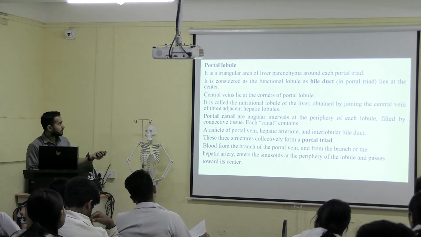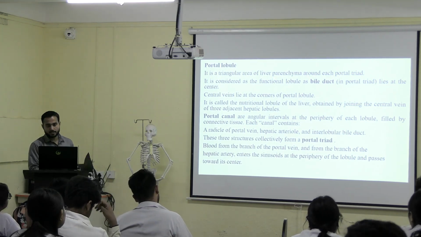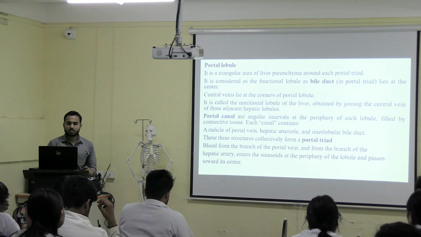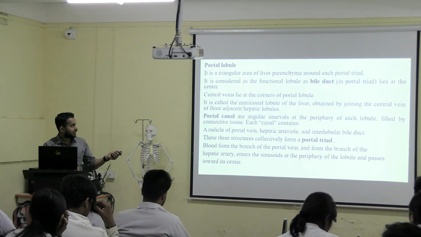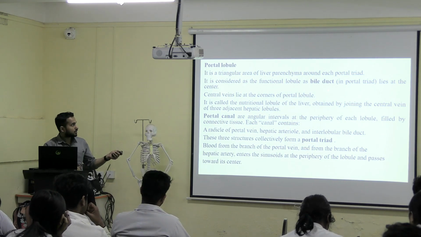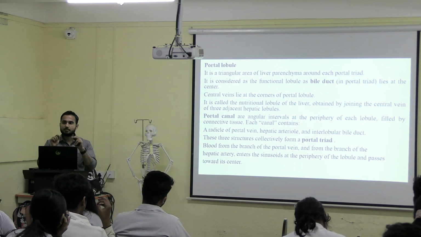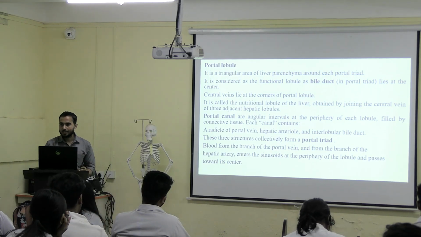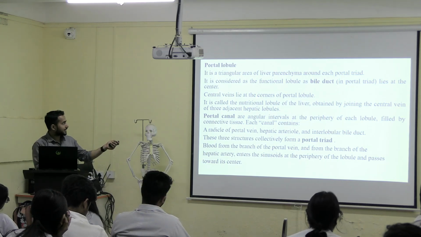Now the portal lobule is a triangular area of the parenchyma around each portal triad. It is considered the functional lobule as the bile duct lies at the center, that also in the portal triad. So the bile duct of the portal triad will be present at the center. And at each and every angle you are getting one central vein. This is how the portal lobule is formed. So the central vein lies at the corner of each portal lobule and center में क्या रहता है?